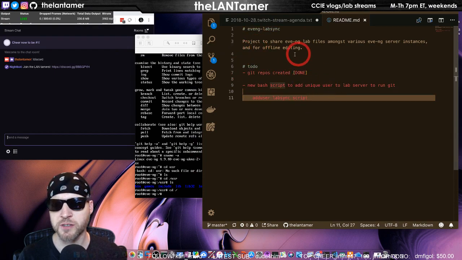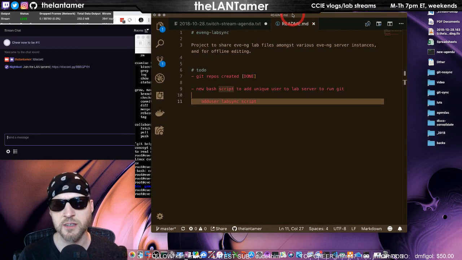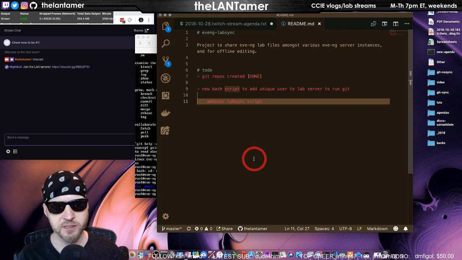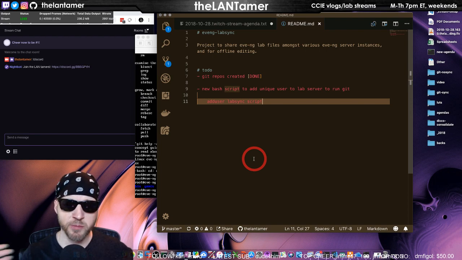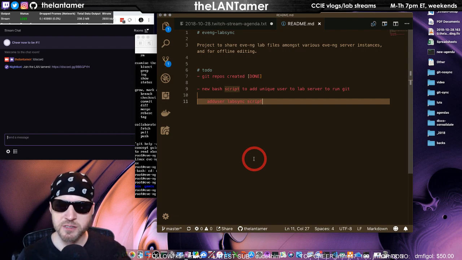The first thing I want to do now is automate everything. I don't want to use the sudo user, so I want to create a bash script that I can launch in an automated way. Anytime I spin up a new EVE-NG server, I want this to be part of the process. It'll probably be a shell script, a bash script, or a Python script.